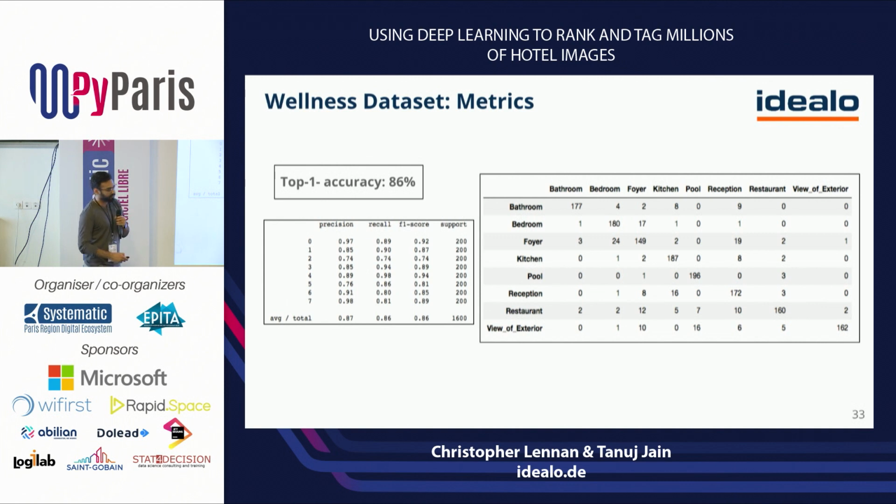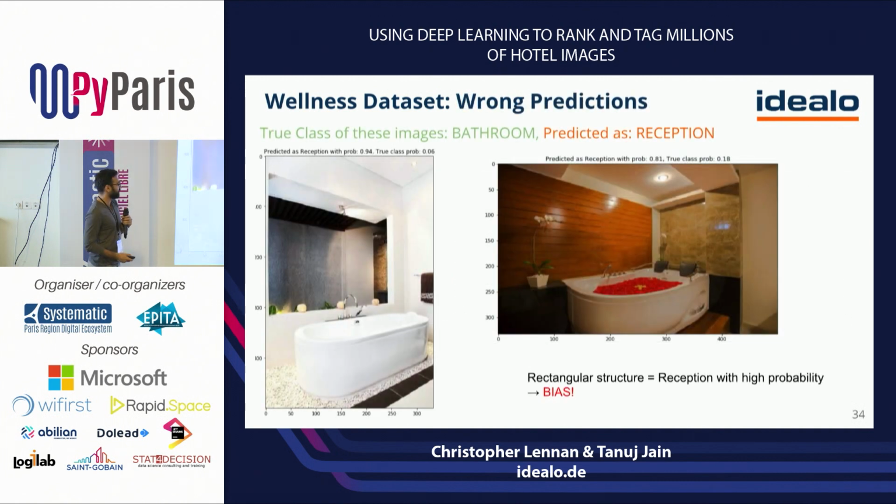So we actually looked at what the problem was, where the classifier was screwing up. We saw a lot of misclassifications where a bathroom was predicted as reception, like I showed you. Whenever it saw these rectangular panels and the tubs, our classifier was just calling this a reception. So this is not the case. This basically says there's some kind of bias that the model has developed.